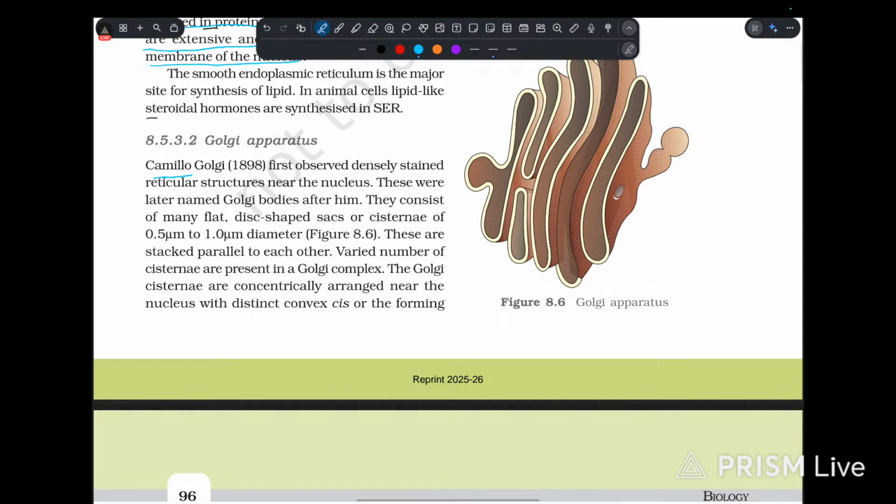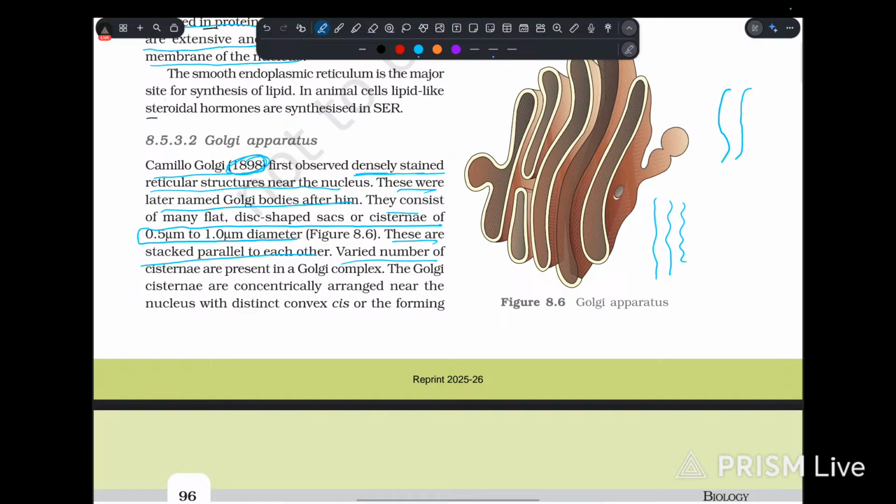It was discovered by Camillo Golgi, first observed in 1898 as a densely stained reticular structure near the nucleus. They were later named Golgi bodies after Camillo Golgi. They consist of many flat, disc-shaped sacs or cisternae, with a diameter of 0.5 to 1 micrometer. These are stacked parallel to each other.